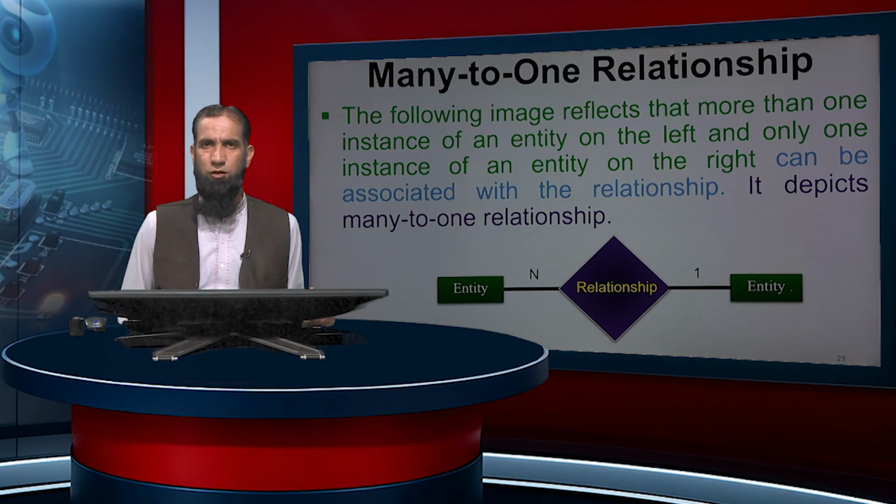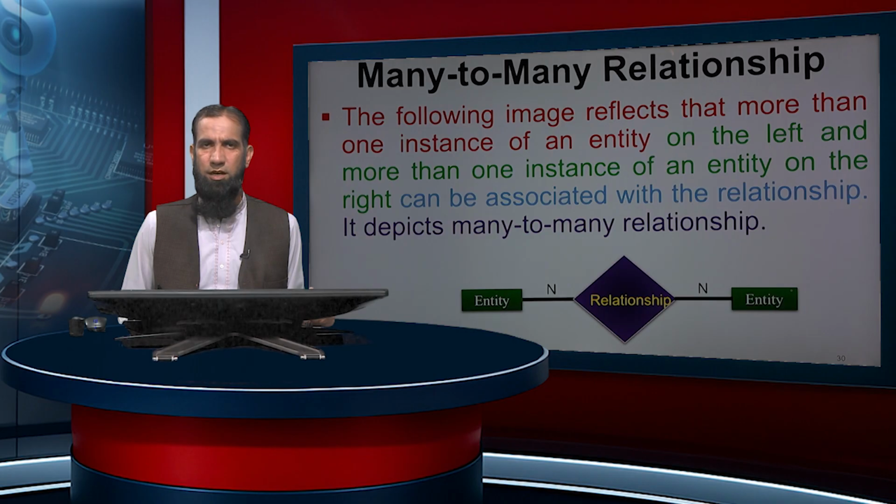For example, in a university system, many students can be assigned to one advisor. Similarly, in a company, many employees may belong to one department. So this image clearly depicts a many-to-one relationship, where several entities on one side are linked back to just one entity on the other side.